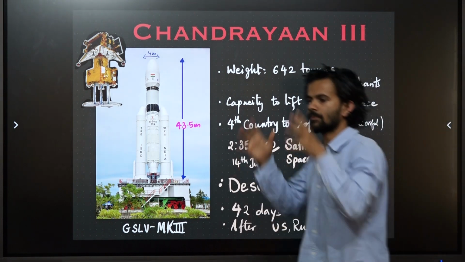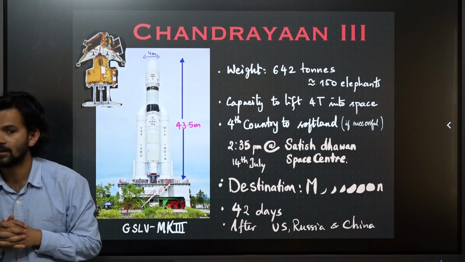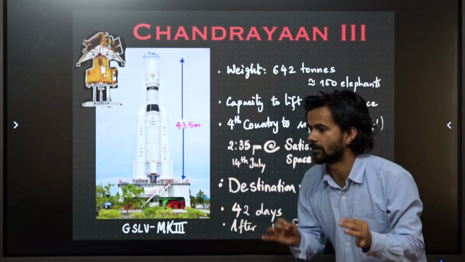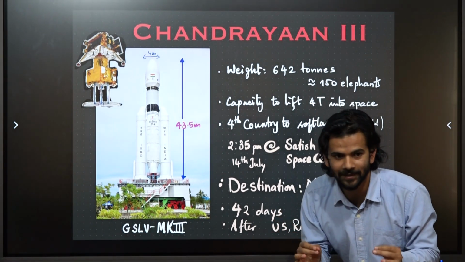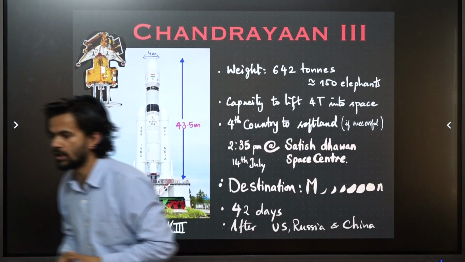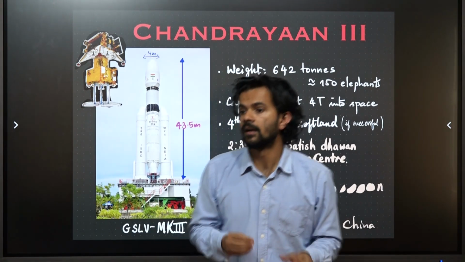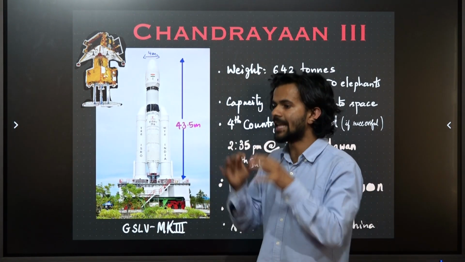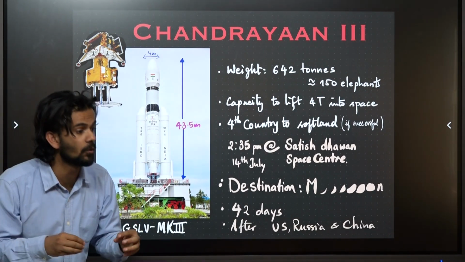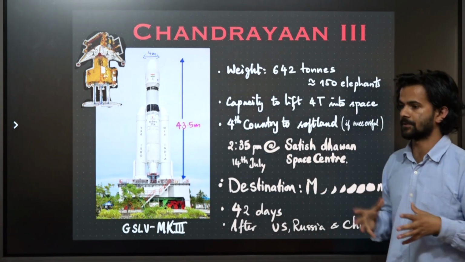Why do we send something to the moon? That's the first question. To research. To do research about the space, about the moon. If we want to understand the evolution of the earth, we can study about the nature and various different things present on the moon, and that might give us some idea of how we came into existence.